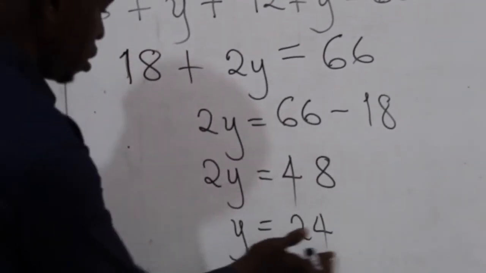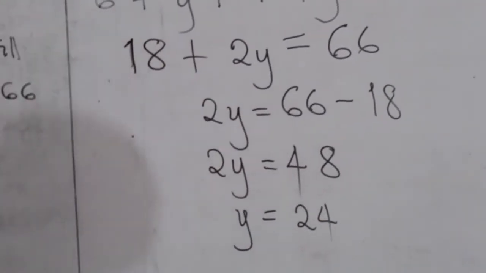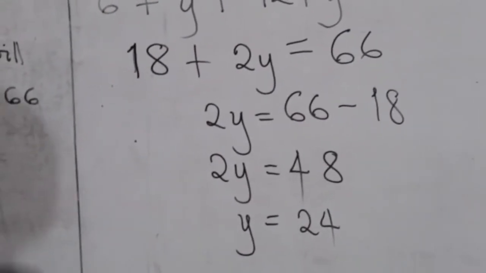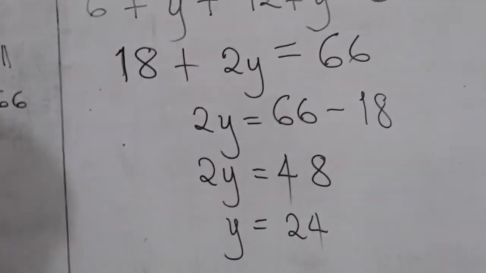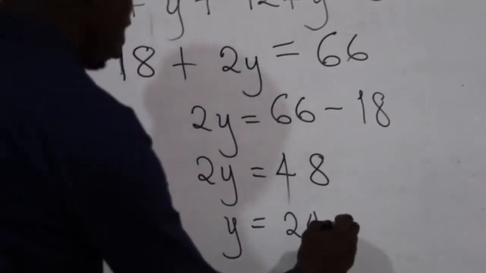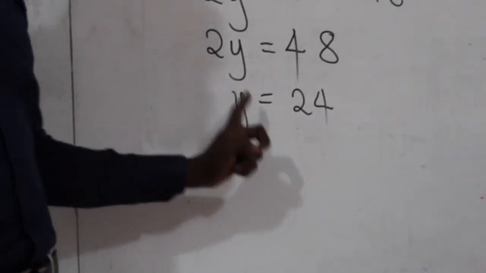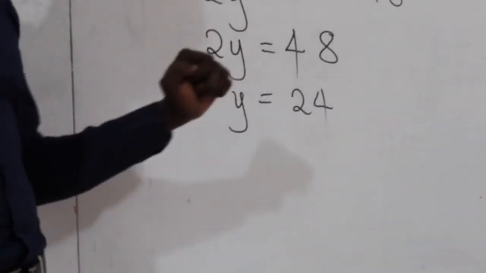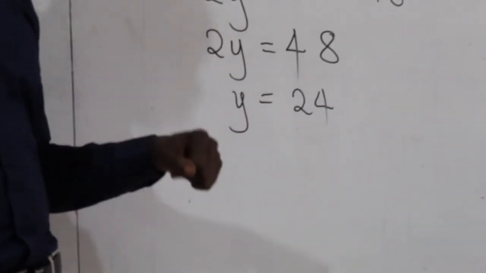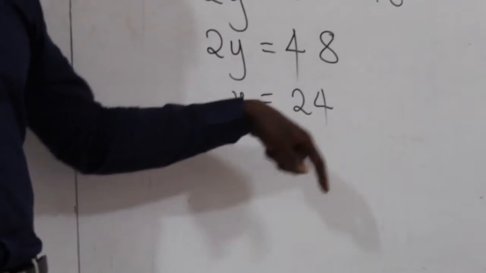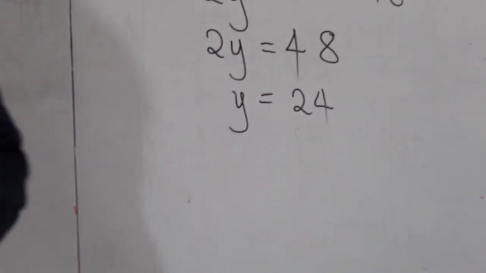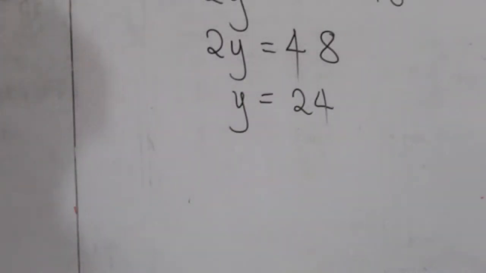This is the number of years that when their ages are added together, it's going to be 66. So the answer for this question is 24 years. We've gotten y to be equal to 24. And this is what they're asking for. This is the number of years it's going to take before the sum of their ages gets to 66. We can do a confirmation if you want.